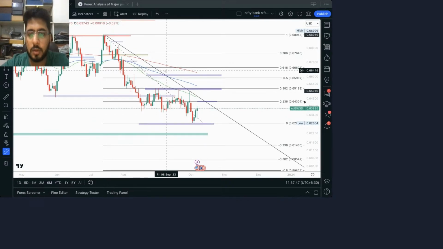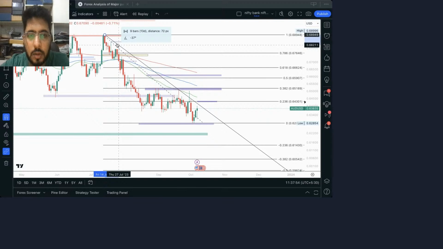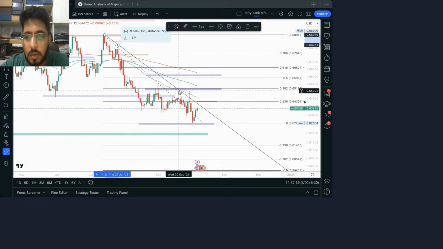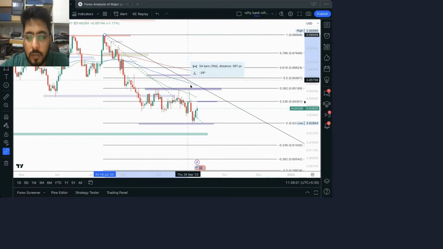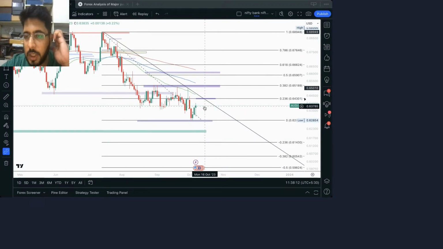Okay. So this is the trend line which I have drawn. This is first touch, second touch. Previously I drew this trend line, and if you see this, it gives a third touch over there. So the trend line is not valid for me. So this is the trend line, and it can reach this level. It's a 50 EMA on a bigger time frame.